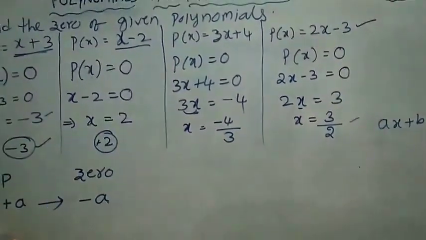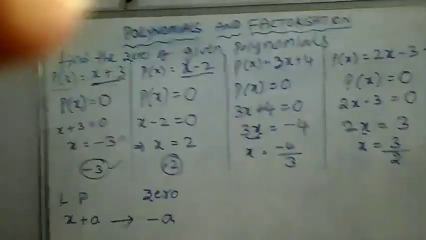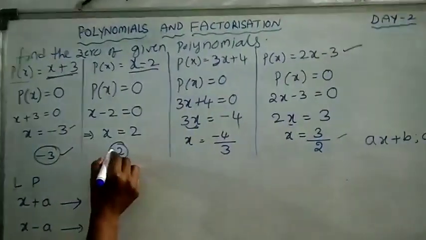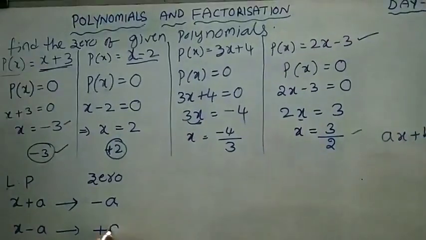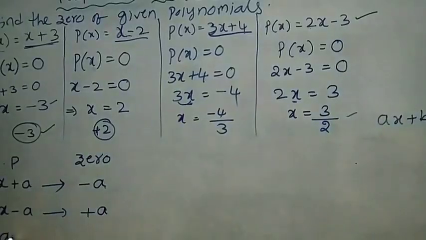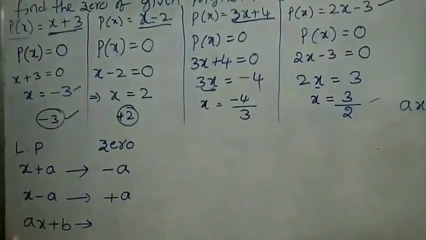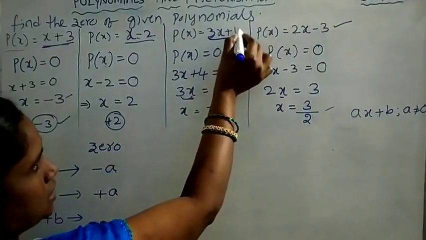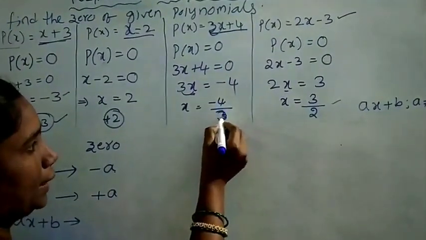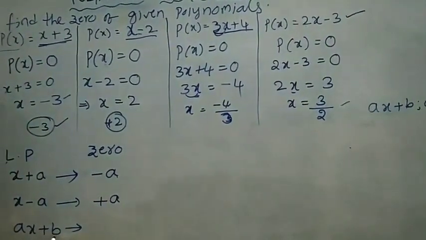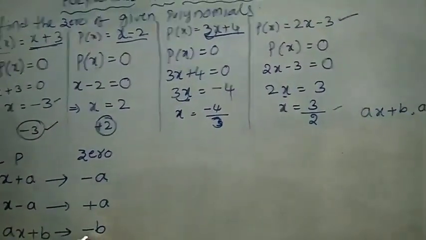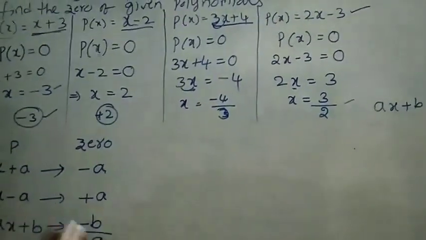If it is in the form of x minus a, x minus 2 means it is x minus a. X minus 2 means the 0 is plus 2. Therefore, minus a becomes plus a. Next, 3x plus 4. Ax plus b. So, 3x plus 4 gives minus 4, and the coefficient of x is 3. So, ax plus b is the given polynomial. The 0 of this polynomial is minus b by a, where a is the coefficient of x.